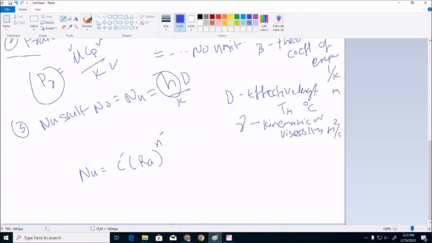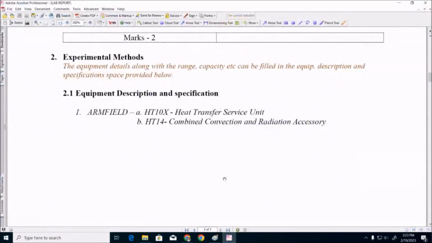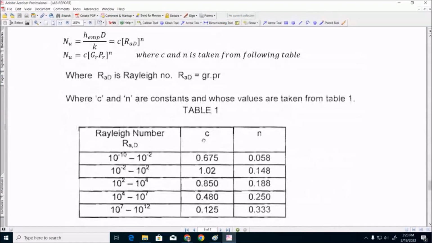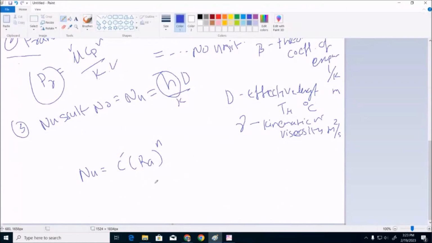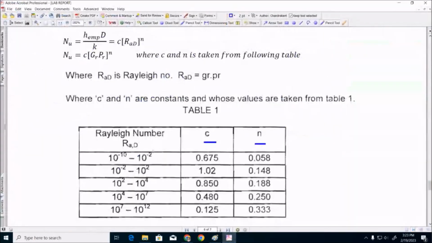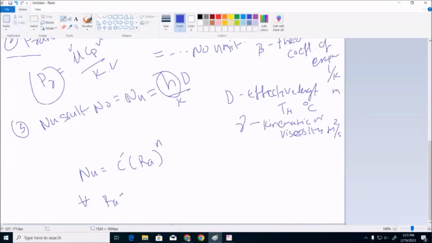C and n are taken from another table, and this table is given to you again. Yes, C and n are taken from this table, depending on the condition. I will show you what the condition is. We need to find the Rayleigh number, and in that we need to choose. The Rayleigh number is nothing but the product of two numbers, the Grashof number and the Prandtl number.